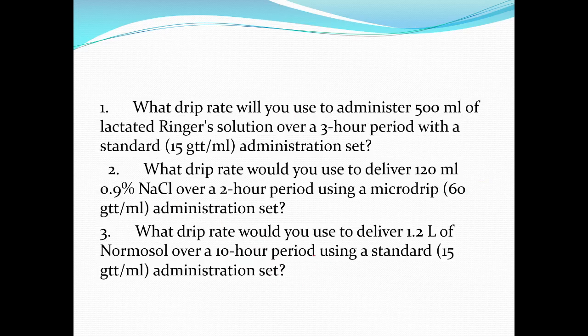So remember what we're looking for: drip rates. Let's go over drip rates. What drip rate will you use to administer 500 mils over 3 hours with a standard 15 GTT per mil administration set? Just start writing down numbers. 500 mils, that's the volume, over 3 hours. So how many minutes in 3 hours? 3 times 60 gives us 180 minutes.